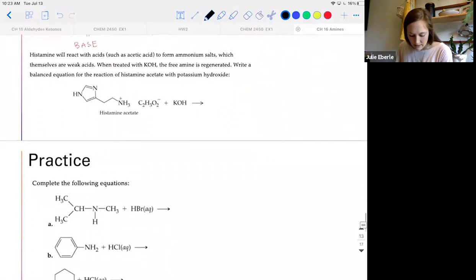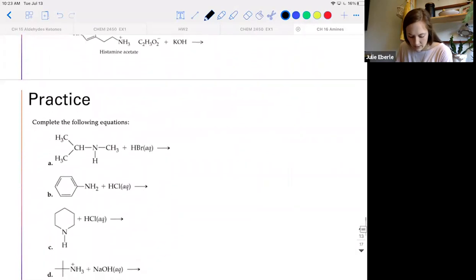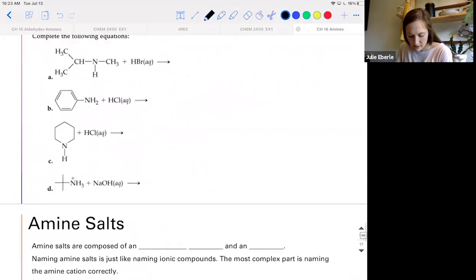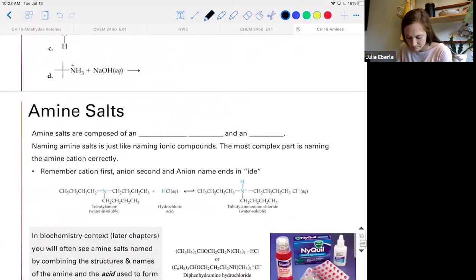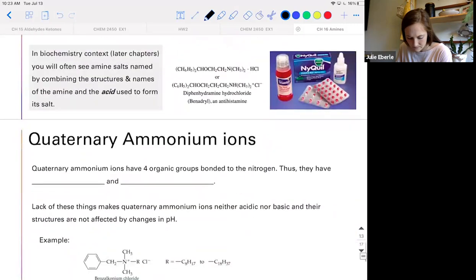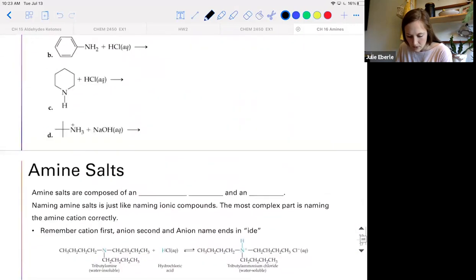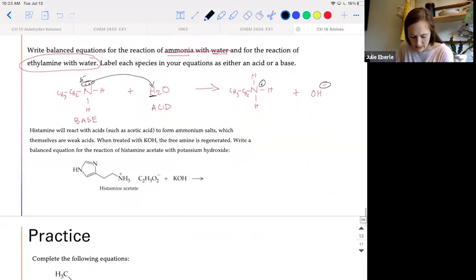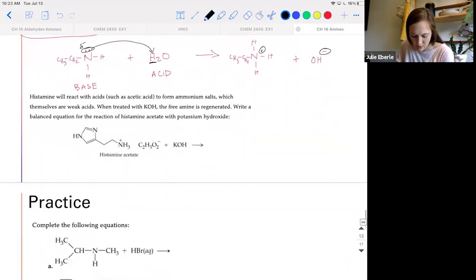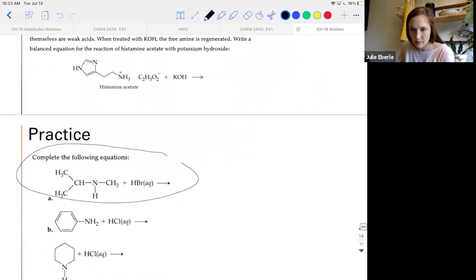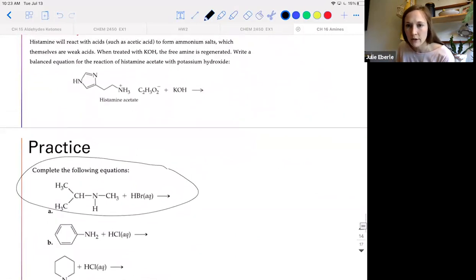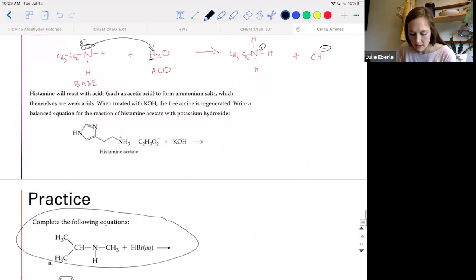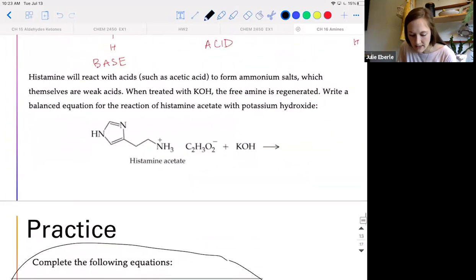We have like 7 minutes left. Hold on. We got some practice. Let me see what we have left. We've got some practice problems here. We might have to finish this another time, but let's go ahead and do this histamine practice problem and do one of these, and then we're going to spend just 1 minute talking about quaternary amines, and then we're going to be done.